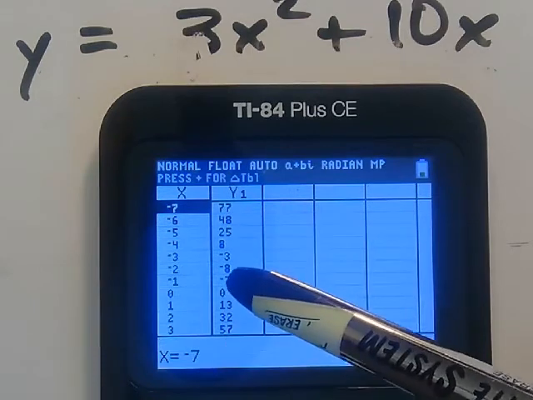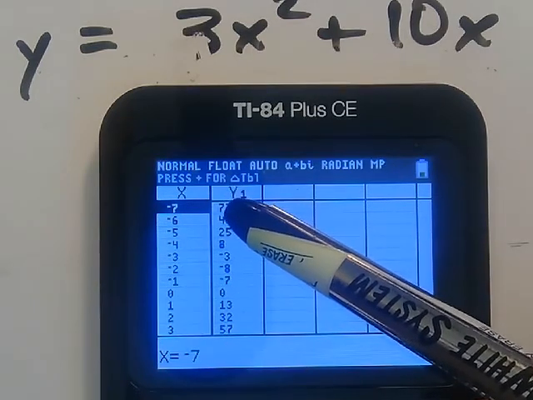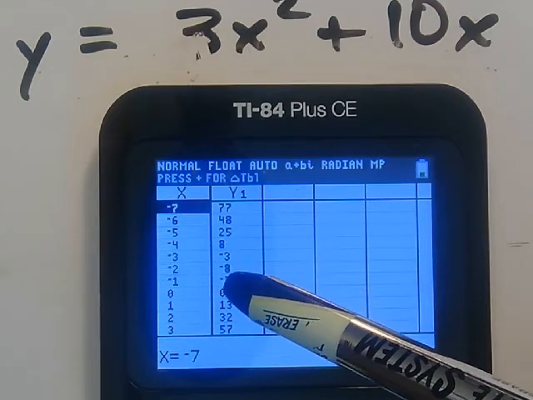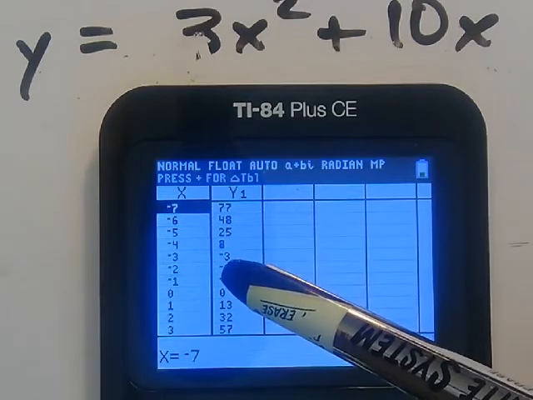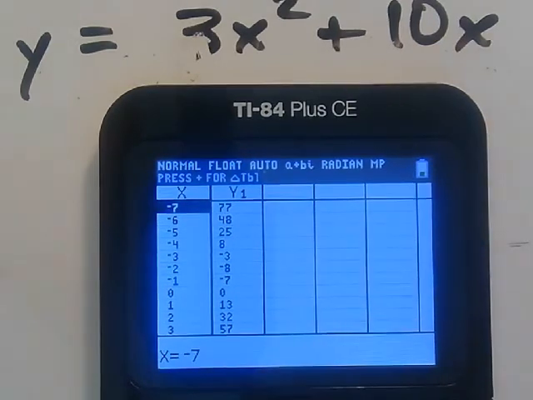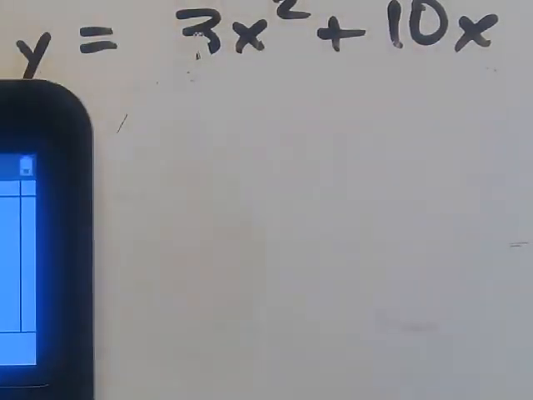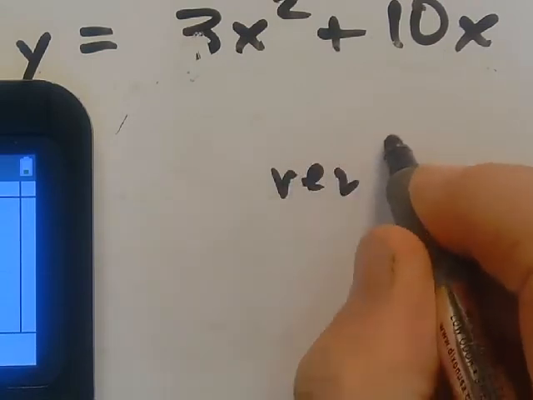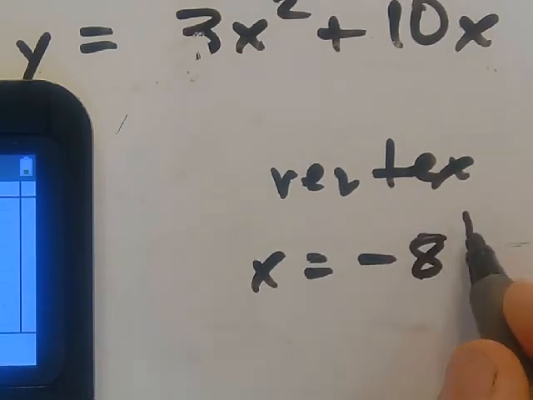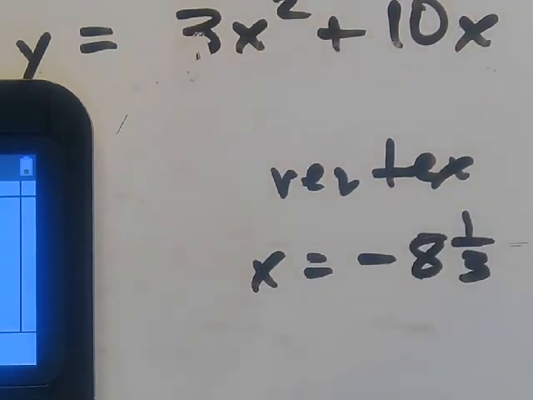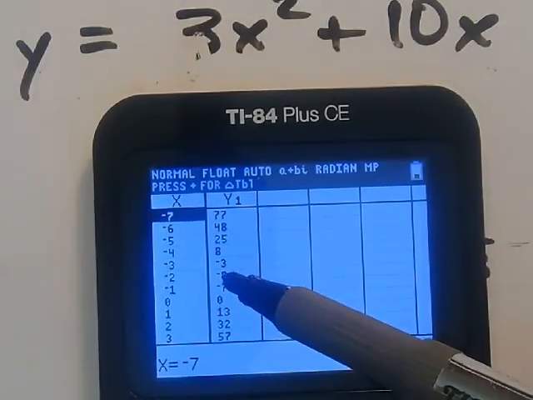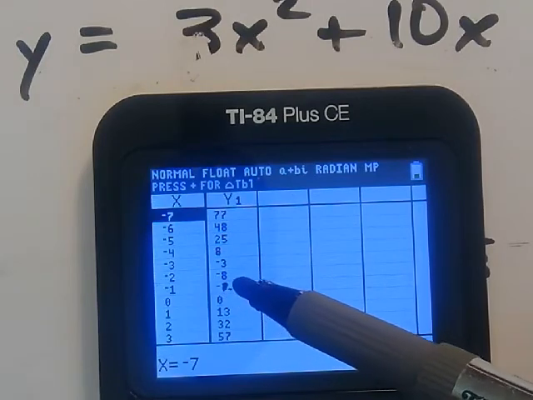And as you look at these numbers and study them, you'll notice that the y values are getting smaller and smaller and smaller until you get right here, and then they get bigger and bigger again. But the vertex is not at -2. These numbers are not symmetrical. So we already know that the vertex here was at x equals negative, what was it, 8 1/3? Negative 8 1/3. Now I don't see that here, but it's got to be between -2 and -1.